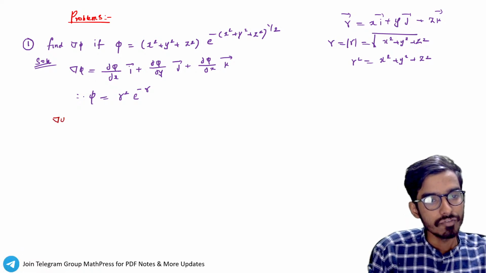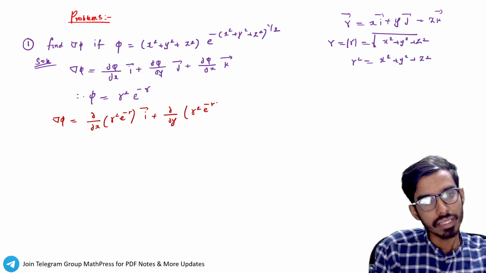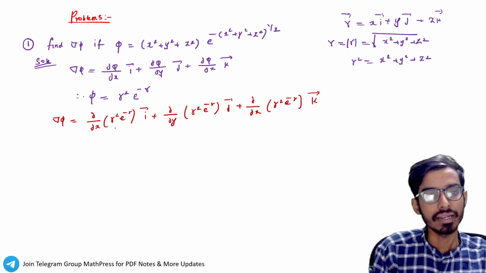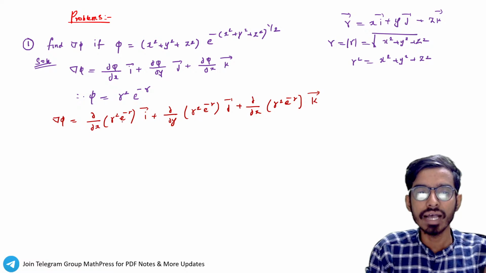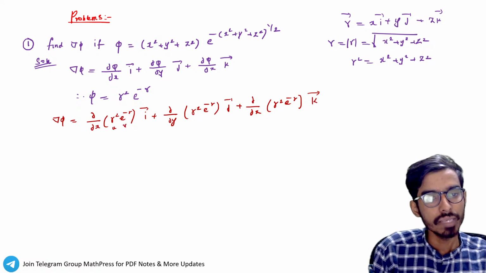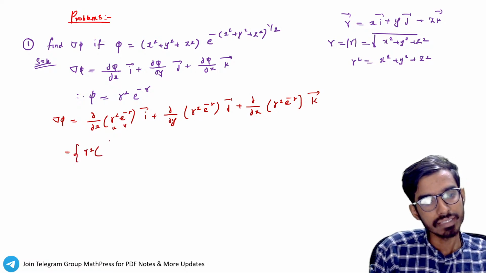So now we will find del phi. Del phi will be ∂/∂x of r² e^(-r) i vector, ∂/∂y of r² e^(-r) j vector, ∂/∂z of r² e^(-r) into k vector, right? Now we will differentiate with respect to r and then put ∂r/∂x. So we need to apply the UV method. So first I'm keeping r² as it is.